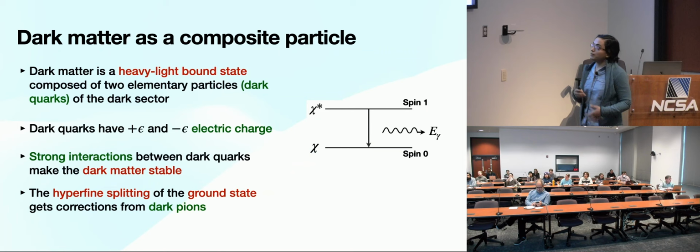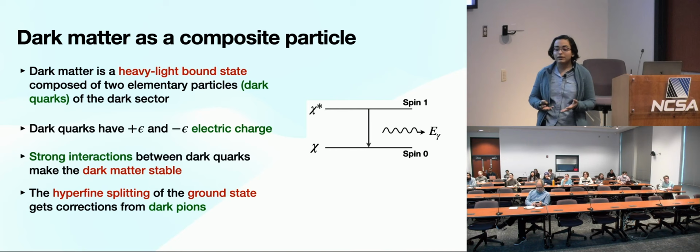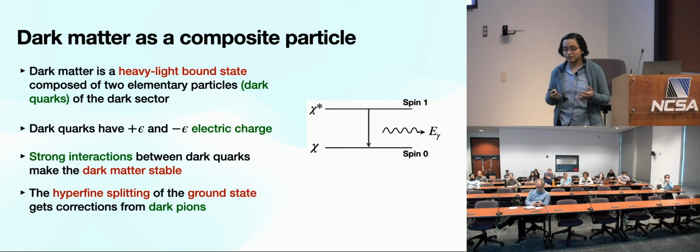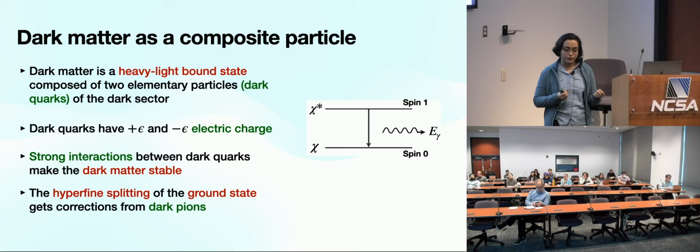Okay, so now coming to what kind of dark matter model can give rise to these lines. This is a proof of principle model that we came up with, where dark matter is a composite particle of two elementary particles having epsilon and minus epsilon charges. So dark matter as a whole is electromagnetically neutral. But dark matter also has to be stable. It cannot ionize very easily. So we introduce strong interactions in the dark sector. And this model is similar to heavy mesons of the standard model sector. And because this is a bound state of two spin half elementary particles, we can have a spin zero state and a spin one state. So the transitions can actually come from hyperfine splitting.